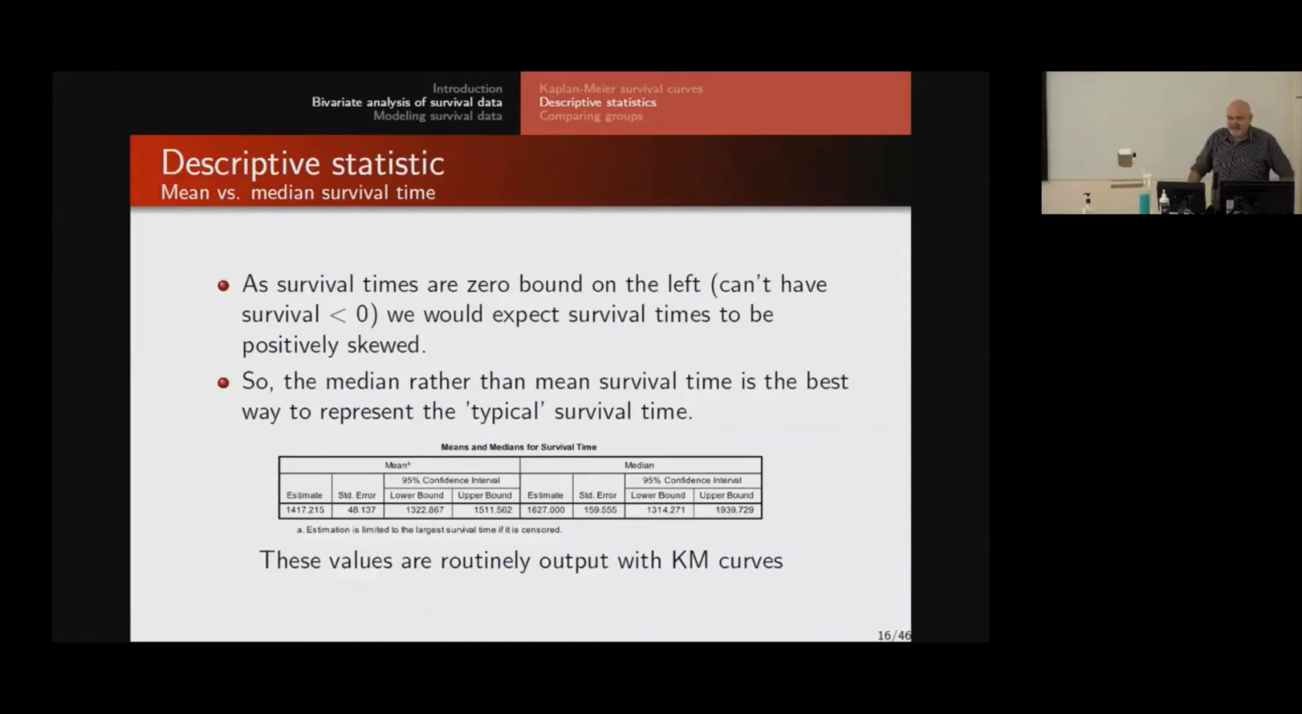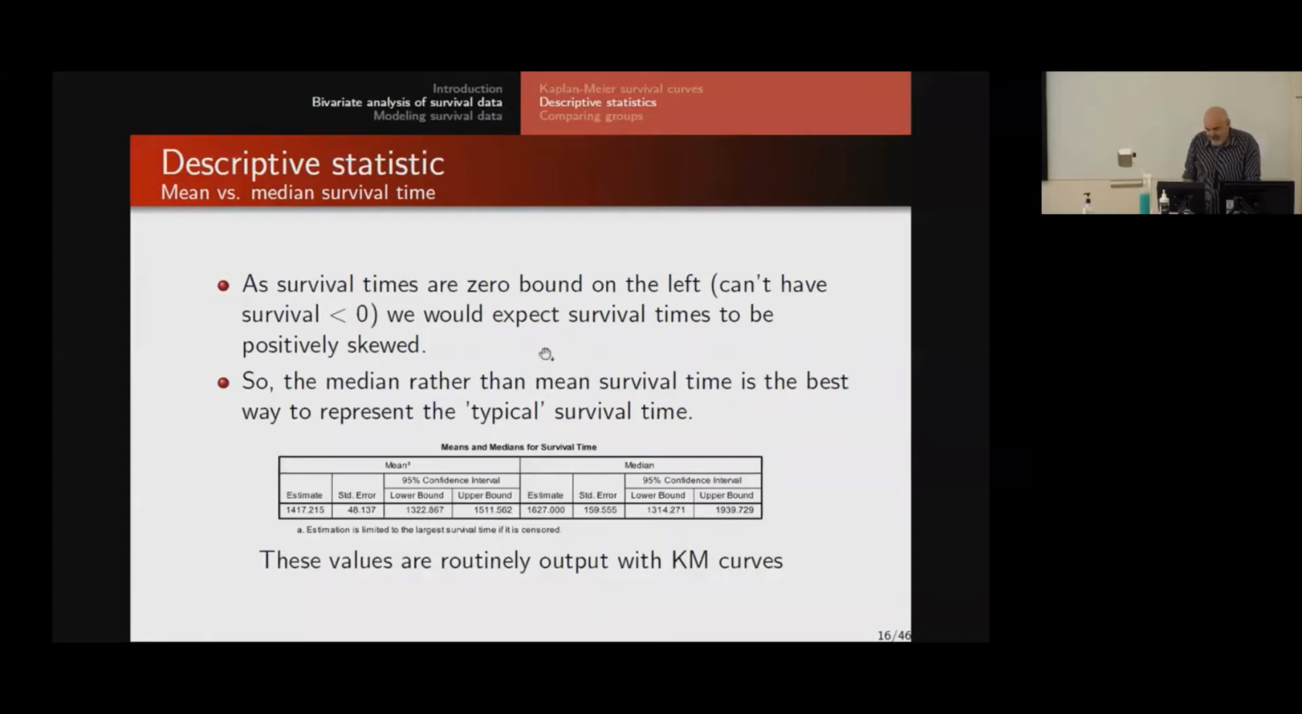So they tend to be right skewed data. They're bound on the left, so they tend to be right skewed. There's a long tail out on the right. So we would expect these survival times to be positively skewed. So we really want to use a median rather than a mean. There are some special means that are used with survival time. I don't use them that often.